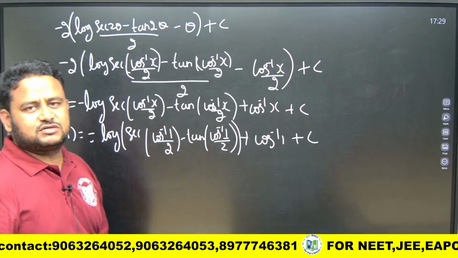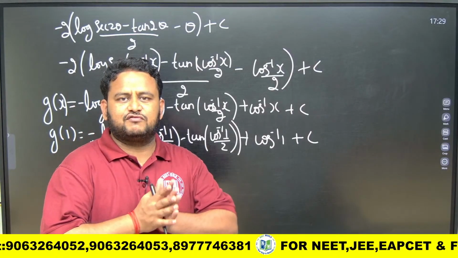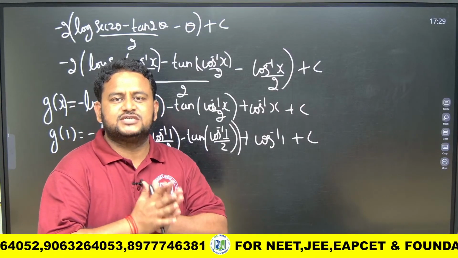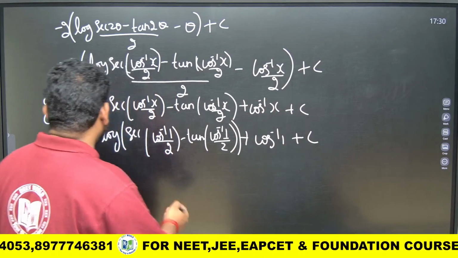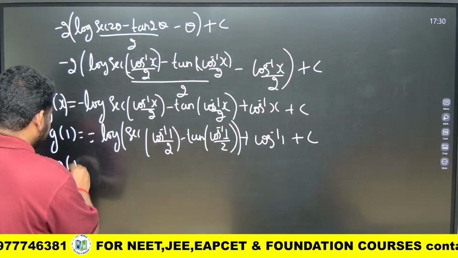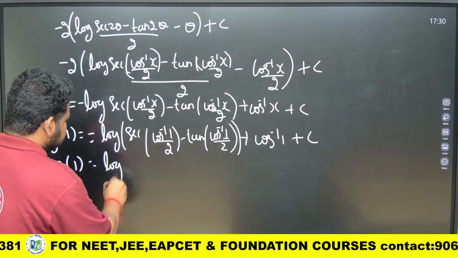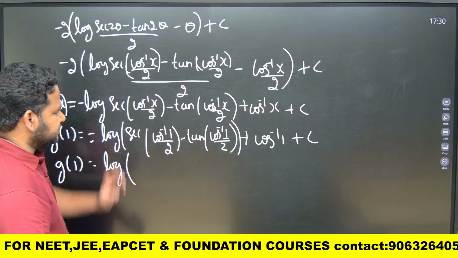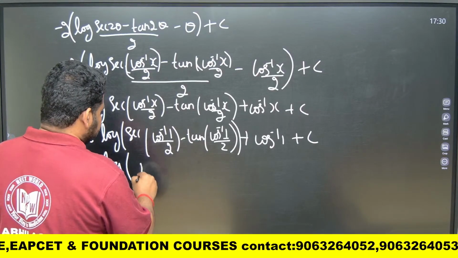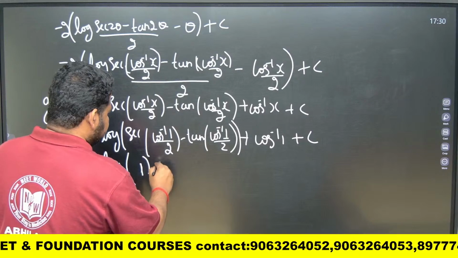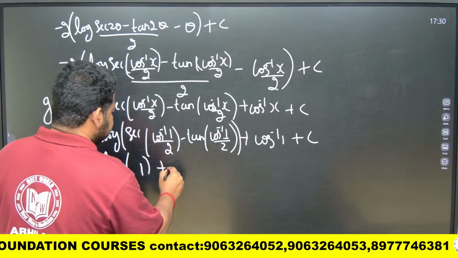But we know that cos inverse of 1 is what? When will we get the value of cos inverse of 1? When cos 0 is equal to 1. So cos inverse of 1 is equal to 0. So g of 1 will be log of secant of 0. Secant 0 is 1, so log 1, minus tan 0, which is 0 itself. So log 1, plus cos inverse of 1 which is 0, plus c.